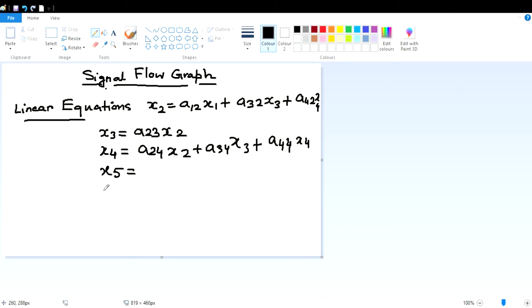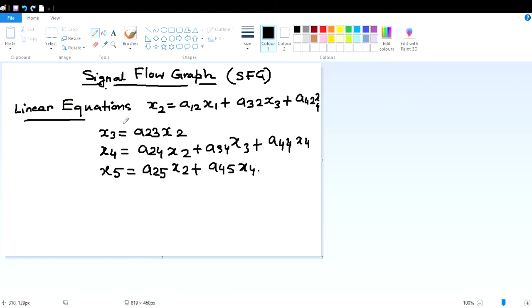Okay. The last is x5. x5 is a25 x2 plus a45 x4. So these are four sets of equations, and today we are going to learn how we can draw signal flow graph or SFG from these four sets of linear equations. We will know different terminologies associated with signal flow graph.